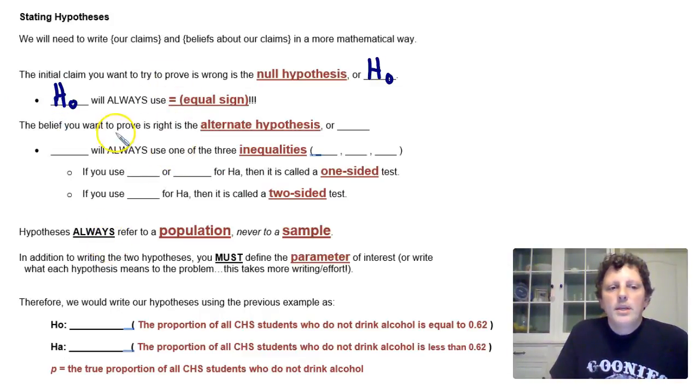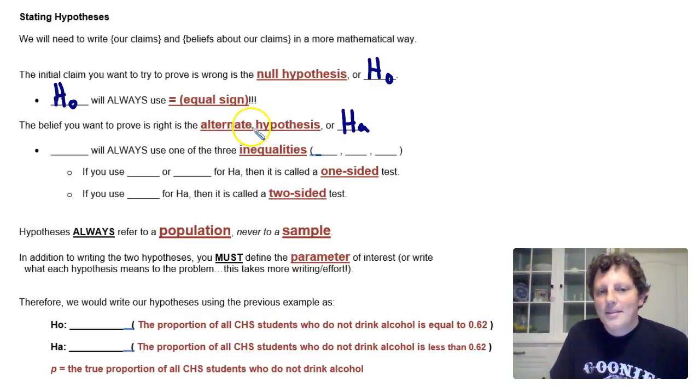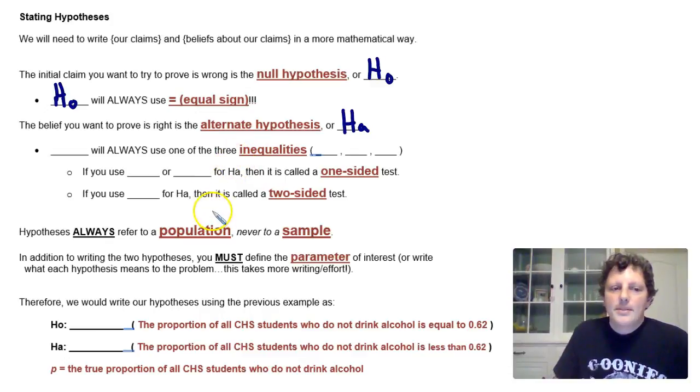The belief that we want to prove right is the alternate hypothesis, and that is a capital H and a little a. And sometimes I have this bad habit of calling it the alternative hypothesis, which probably is fine. I don't think anyone would take off points, but it is the alternate hypothesis. Now, the alternate hypothesis will always use one of three inequalities. It's either going to be less than, greater than, or not equal to.